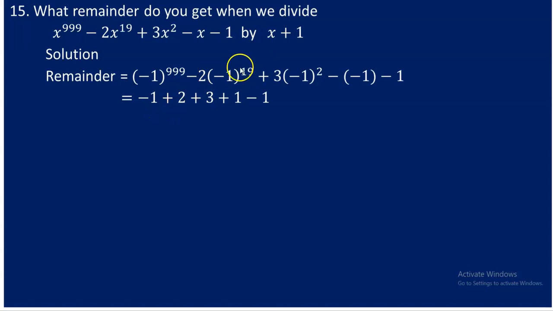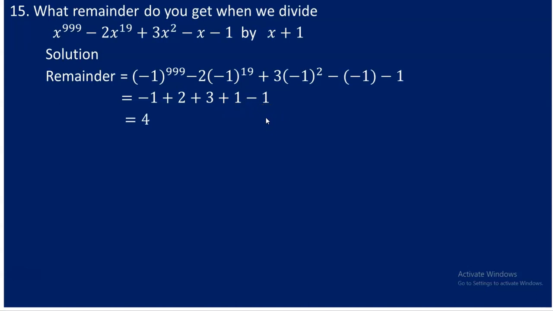Minus 1, the power of odd, again, 19 is an odd number, so it will be minus 1 times minus 2, positive 2 can come. Here minus 1 squared is used, it's even, so it's positive 1, 1 times 3 is 3, then negative makes what? Positive 1, and then minus 1 comes outside. So this makes minus 1 plus 2 is 1, 1 and 3, 4, 4 with 1 is 5, 5 minus 1 is 4.